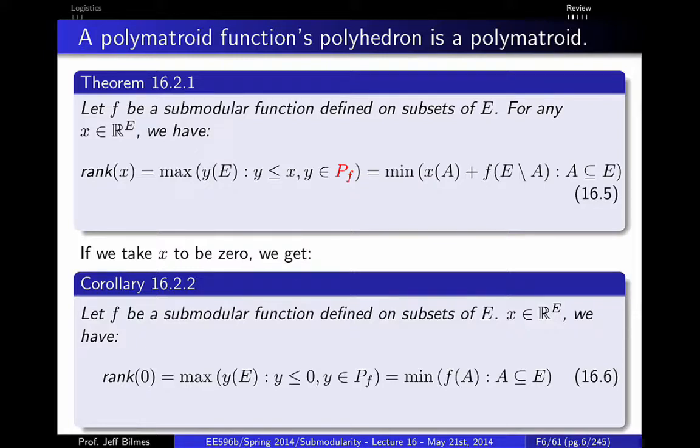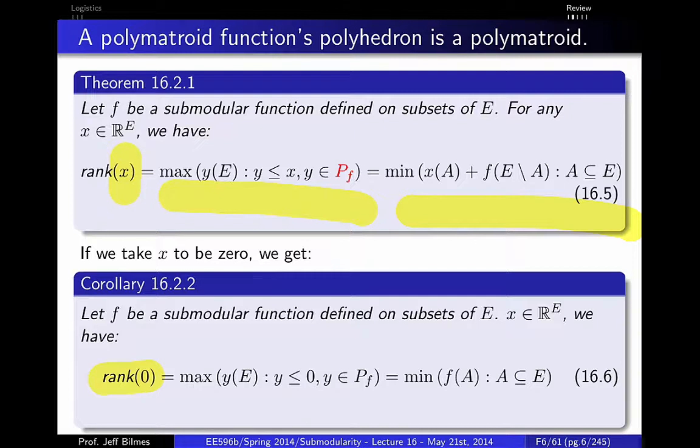The other thing we have to remember is this critical theorem, which was initially shown by Jack Edmonds, which is the max-min theorem, where basically it says that the maximum here is equal to the minimum here. And the particular form that we're going to take is when we're going to take x, we're going to take the rank of 0, right? This is the rank of 0.